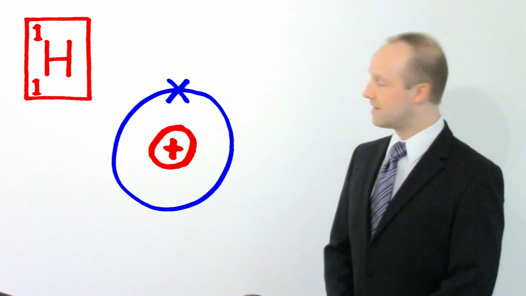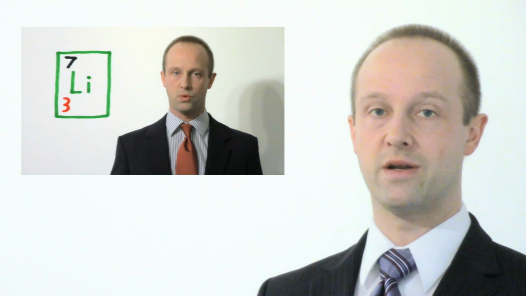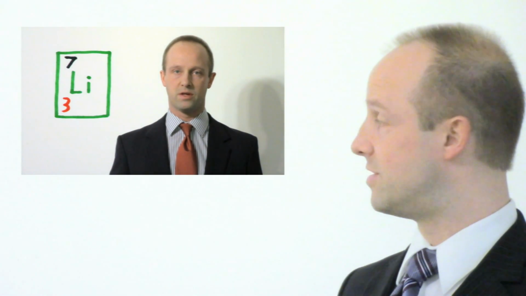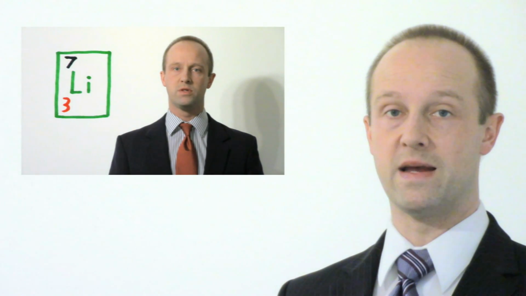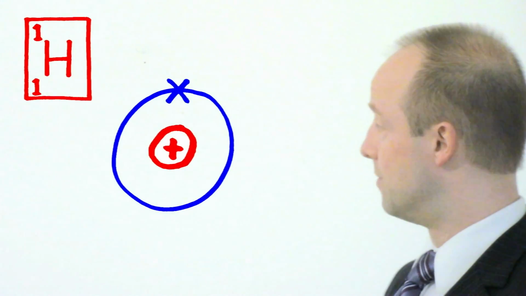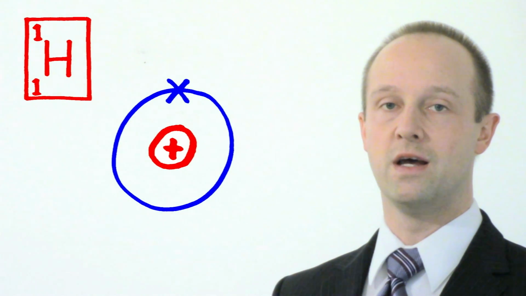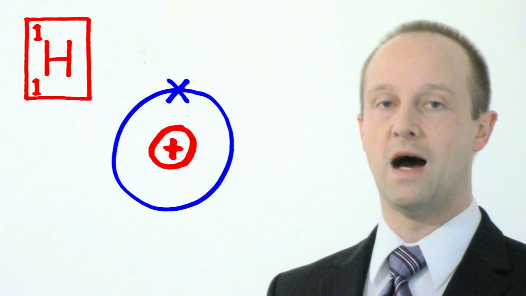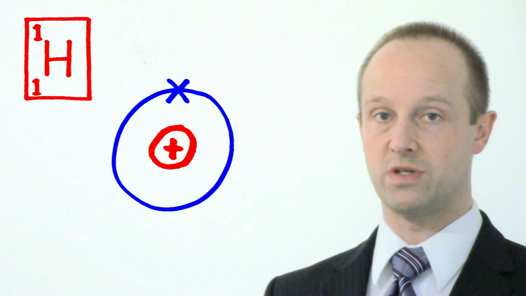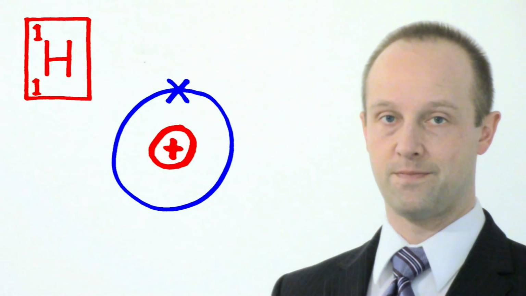So, this is a hydrogen atom. If you need a refresher on how to interpret the periodic table, then please check my other video just here, and that'll run you through making sense of all of those numbers. But it's pretty straightforward. So, our basic hydrogen atom has just got 1 proton in its nucleus and 1 electron round the outside. And almost all hydrogen atoms in the world and in the universe are exactly like this.